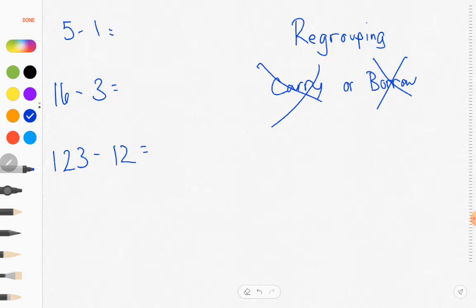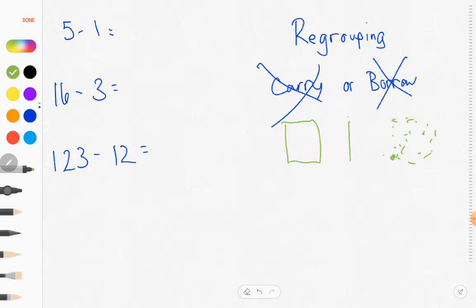Alright, so a simple way to do this is with our base 10 blocks. If we have our base 10 blocks, we have 100, we have a 10, and we have a 1. If we have 100 of these, it would make a big old square. If I have 10 of these, it would make a 10. So that's how we're going to regroup and borrow.